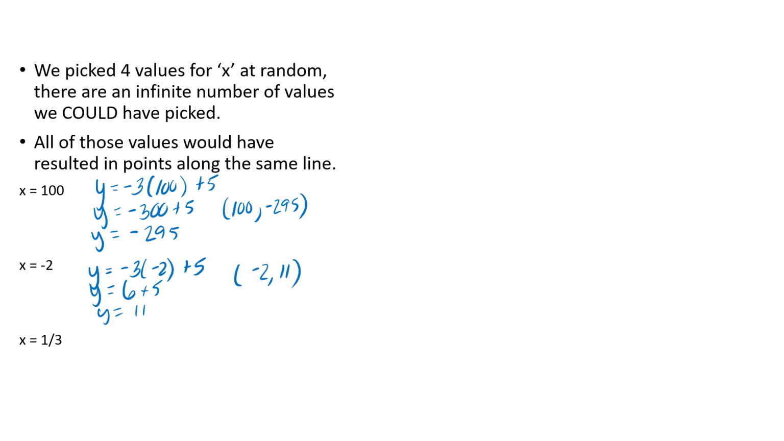And you can pick fractions, you can pick decimals, you can pick anything you want. So let's try 1/3. And -3 times 1/3 is -1. And -1 plus 5 is 4. And so we'd have the point (1/3, 4). And those points would work.